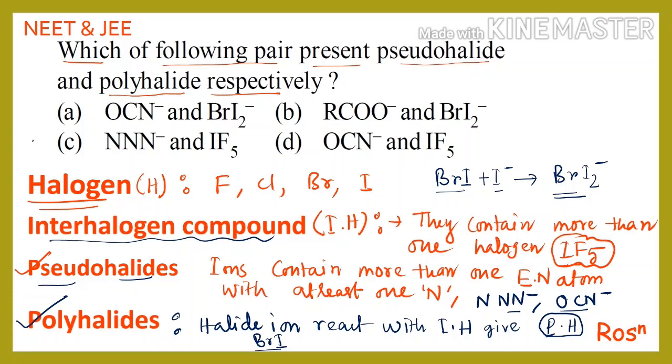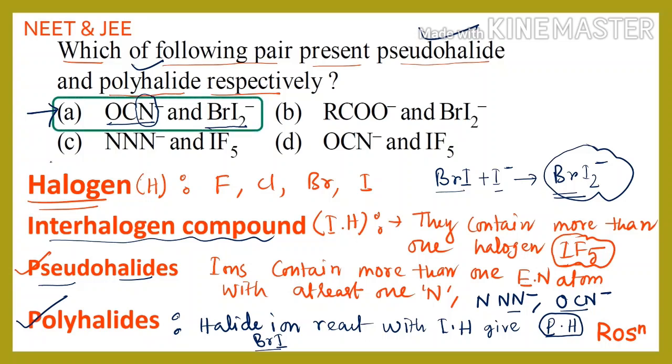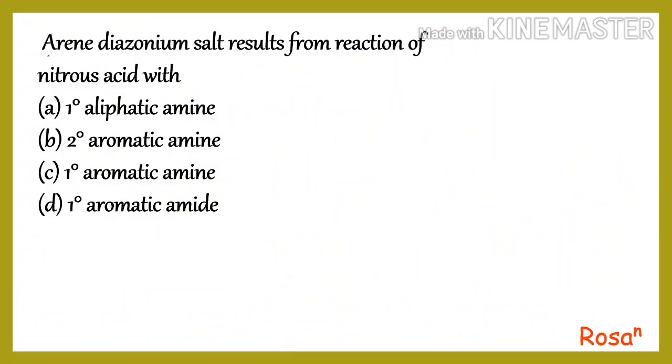Clear? Now see the options. The option A, first example is OCN minus. It is a pseudohalide because it contains nitrogen. Okay, and BrI2 minus. This is the polyhalide ion. Clear? This is the polyhalide ion. So it is the right example. So the right answer is option A. Okay. See the next problem.